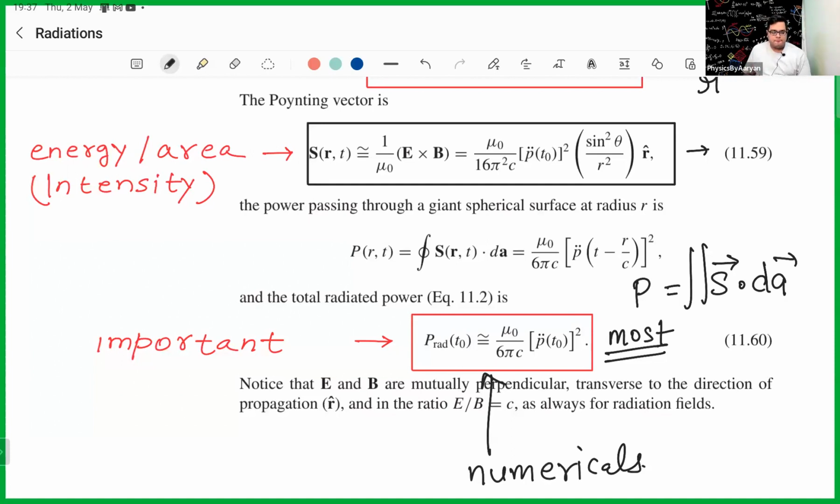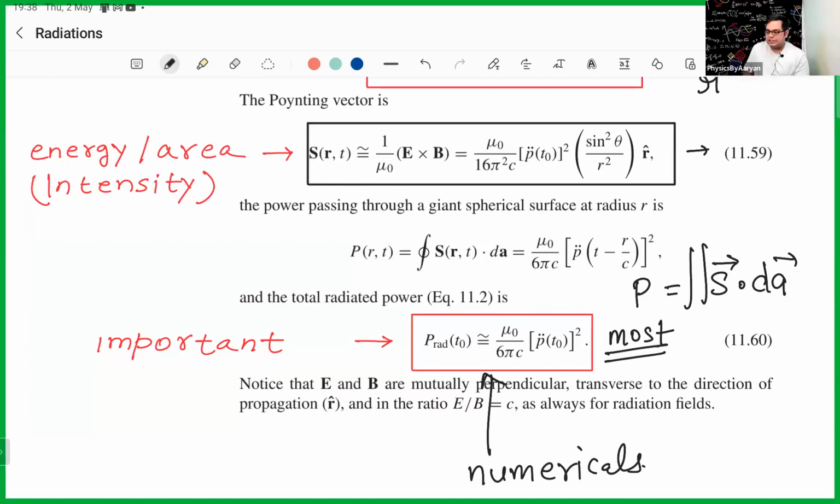Yeah, please. I wanted to understand how this p quantity enters into the picture. How does this dipole moment quantity enter into the picture? This you are saying, yeah.